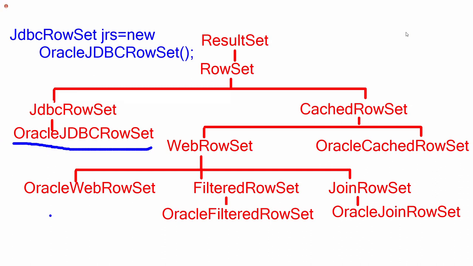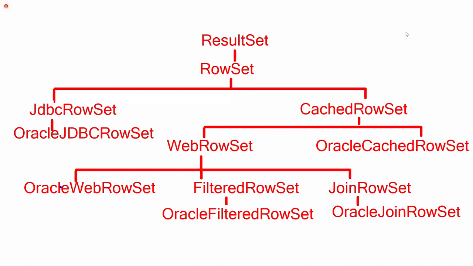It is called upcasting. So upcasting is always valid. Upcasting is done by the system implicitly. If you want to do downcasting, upcasting is required as well as explicit type conversion. Now using Oracle JDBC row set, can I access JDBC row set methods? Yes. Can I access row set? Yes. Can I access result set? Yes. So with this hierarchy, you will understand that for upcasting and downcasting purposes, this hierarchy is required.